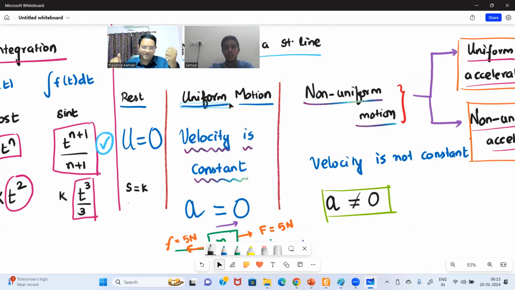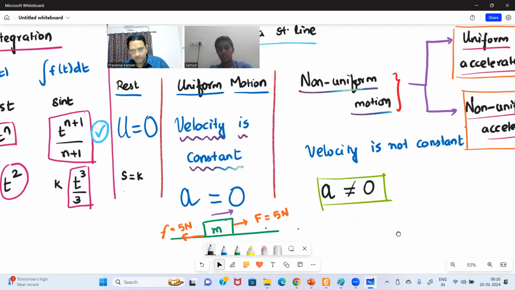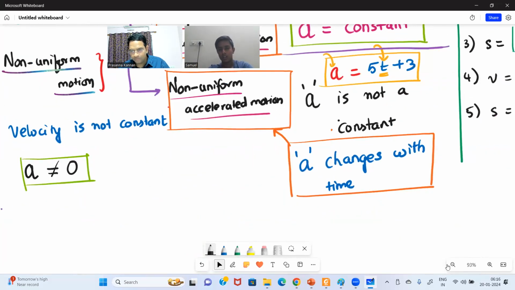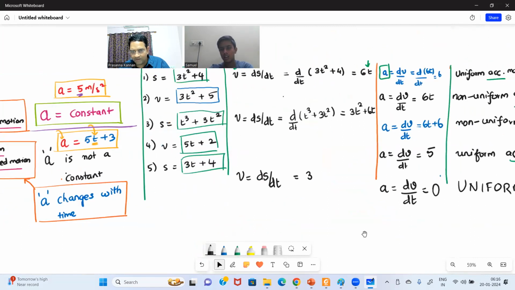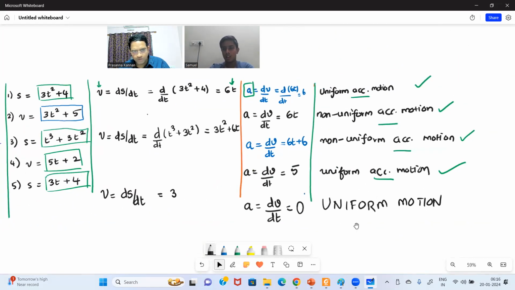Okay, uniform motion means simple. You're driving your car without pressing the accelerator, you're just maintaining a particular speed in your two-wheeler. Understood or not? There's no big deal, all right? So, when velocity is constant or acceleration is 0, what kind of motion is it? Uniform motion. And what are all these previous 4 questions, which category do they come under?